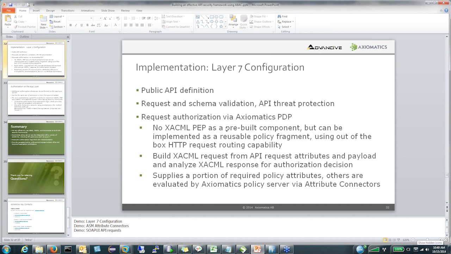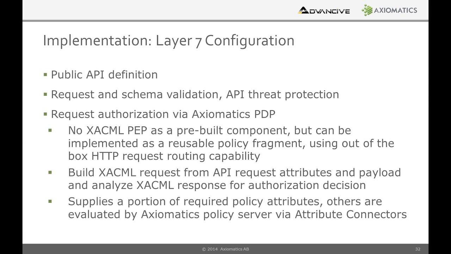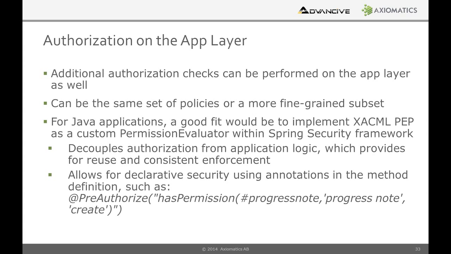Right. And so one more thing I wanted to mention, we don't have a whole lot of time to talk about that, but I want to talk a little bit about the authorization on the application layer. So far we've mainly been talking about enforcing the authorization logic on the API gateway on the Layer 7. But we can also do authorization checks on the app layer as well, right?